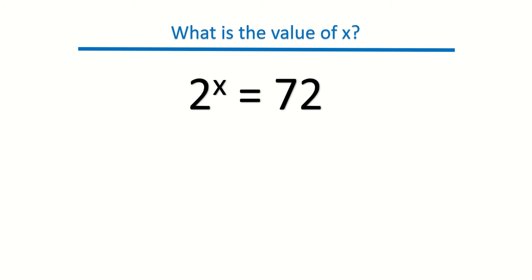7. 64 times 2 is 128. We cannot get 72. But how can we get the value of x? Of course, x here is not an integer, so that's why we cannot easily find it.